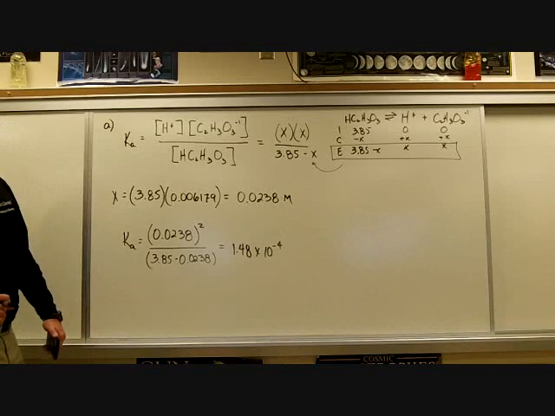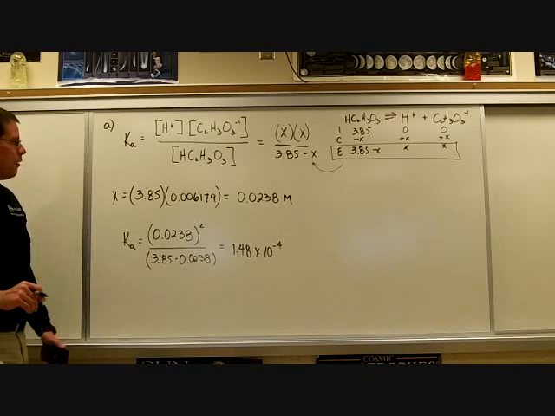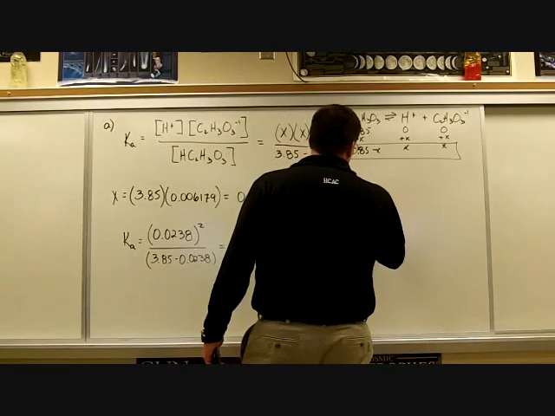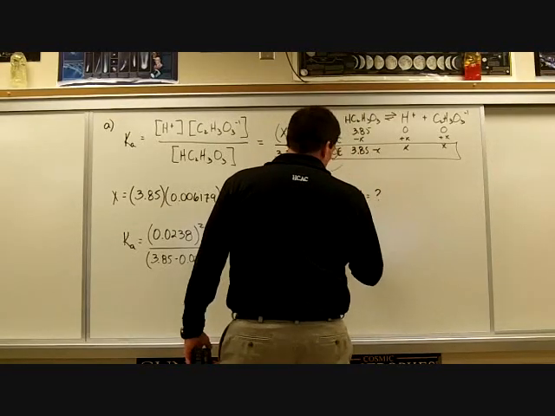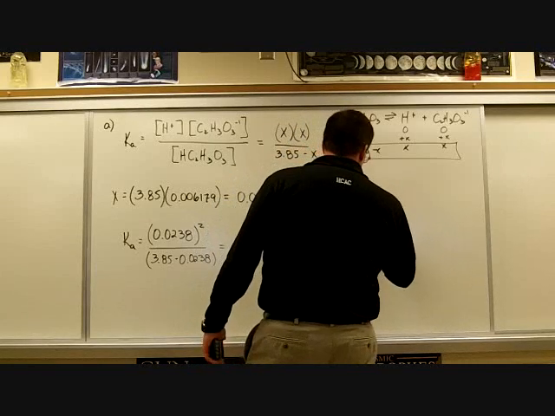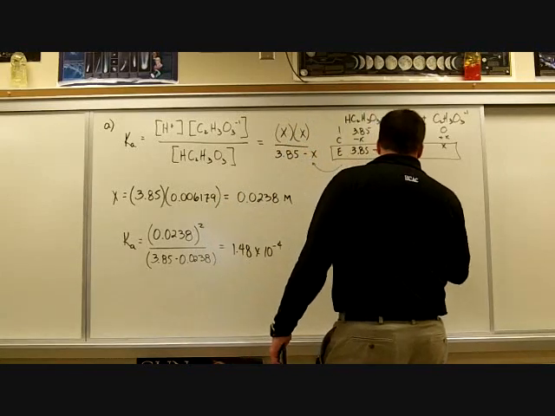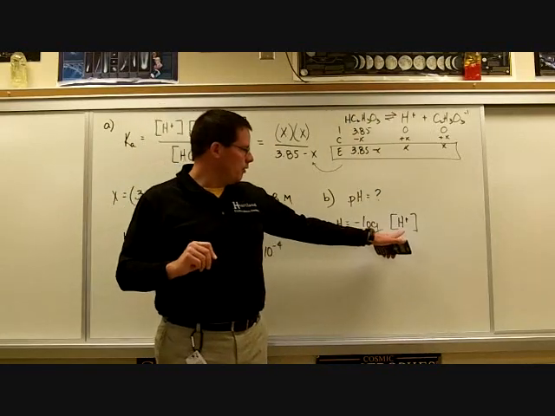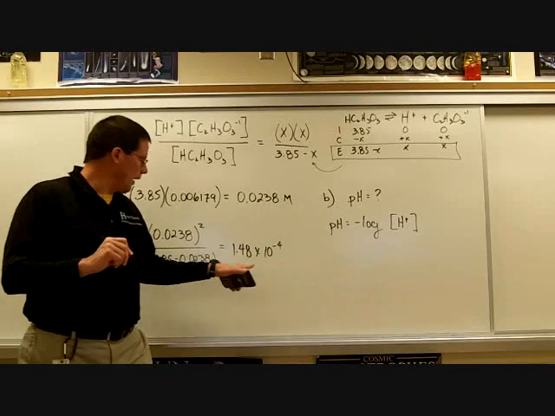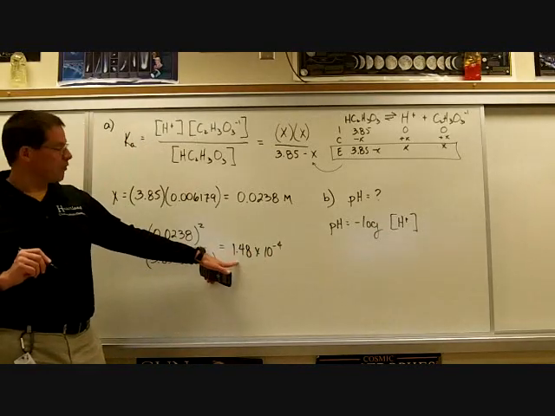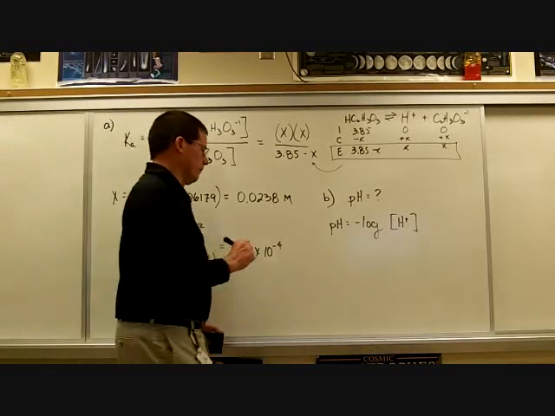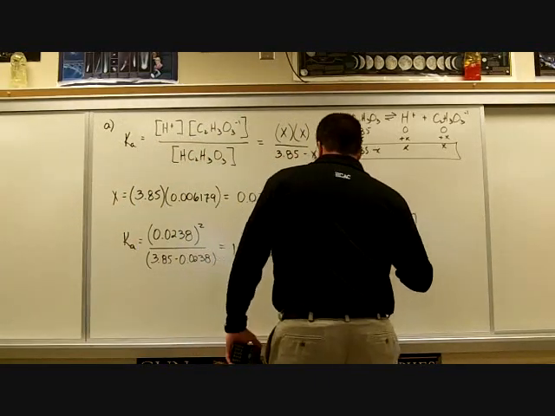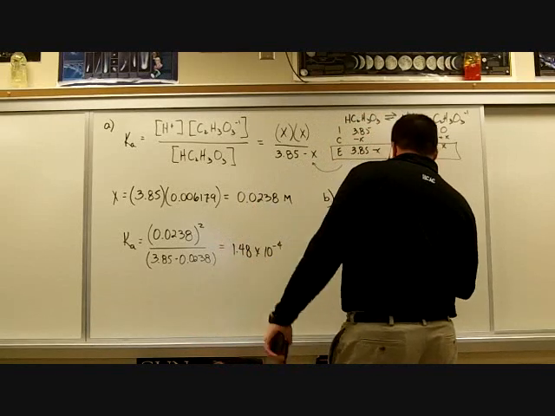Part B, calculate the pH. Go ahead and do that. You know how to do that as well. So part B wants to know what is the pH. Probably wouldn't be a bad idea to write that so you don't accidentally take the negative log of that last value that we calculated. So that's X.